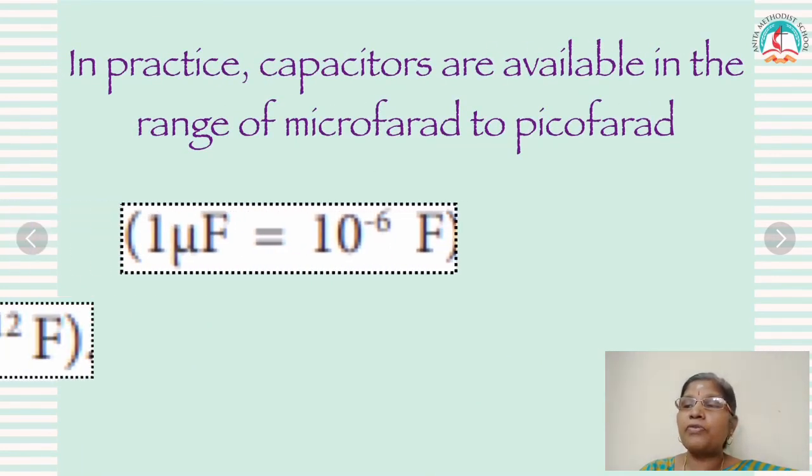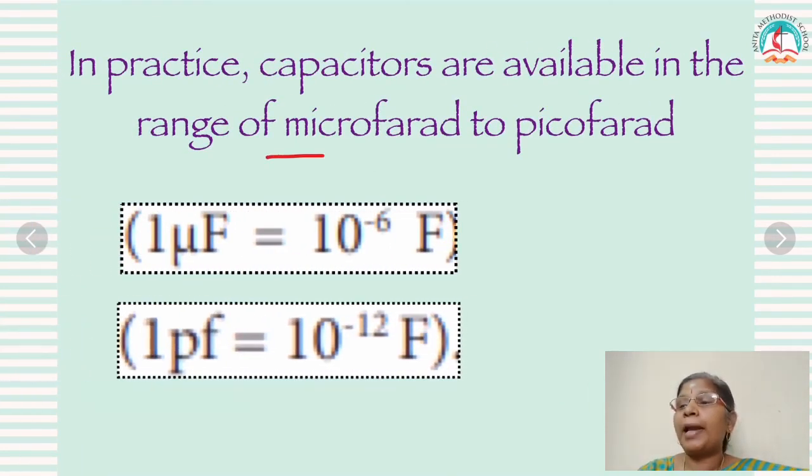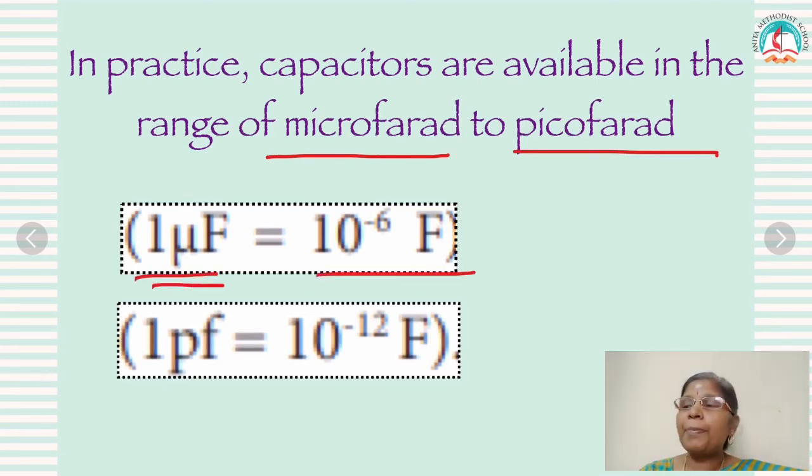What are the practical units of capacitance? The capacitance values vary from microfarad to picofarad. What is a microfarad? 10 power minus 6 farad. What is a picofarad? The value is 10 power minus 12 farad.